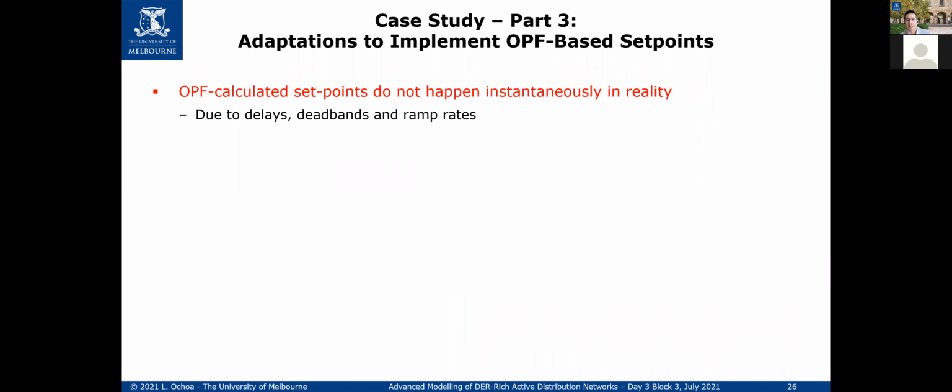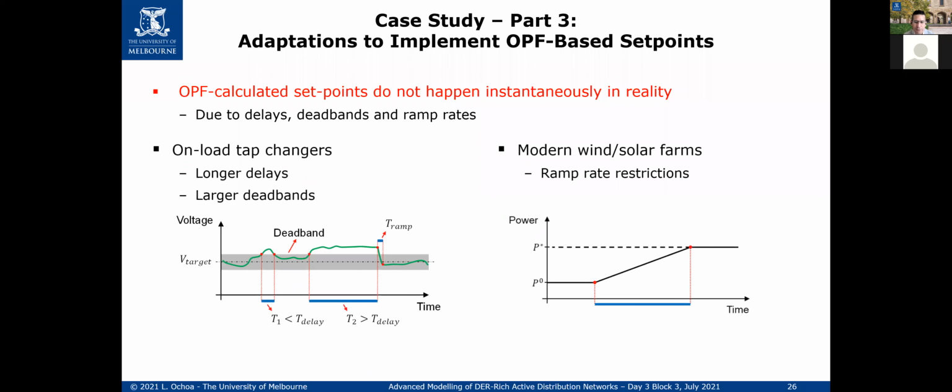Now, finally, there are the adaptations of the OPF-based set points. As I was mentioning, if you do something right now in your OPF, it doesn't mean that if you send a setting, it will happen immediately, in the next second. There are delays, not because of communication, but because of the devices themselves taking time to act on the new setting. Power electronics are immediate, but on-load tap changers take their time. Capacitor banks take their time as well, well, not necessarily that much, but still, the OLTC is the one that takes more.